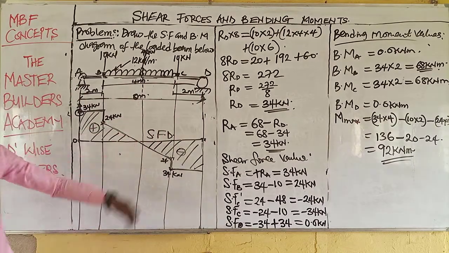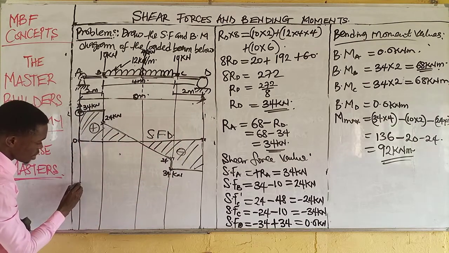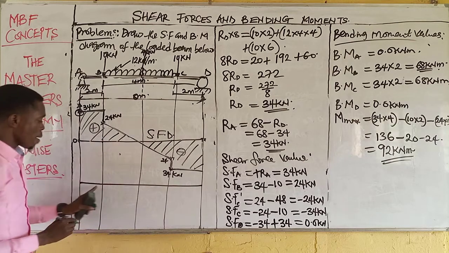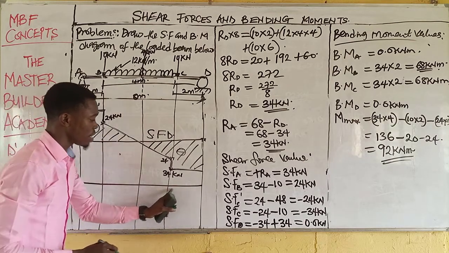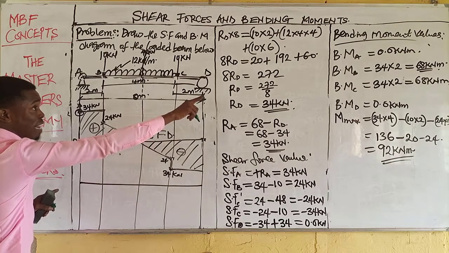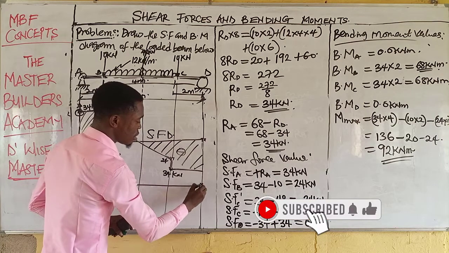Finally, we want to draw the bending moment diagram. First is to draw the beam with a line. So this is the beam. Point A, point B, point E, point C, point D. What is the bending moment? We are still using our values. Bending moment at A is 0. Bending moment at D is 0.